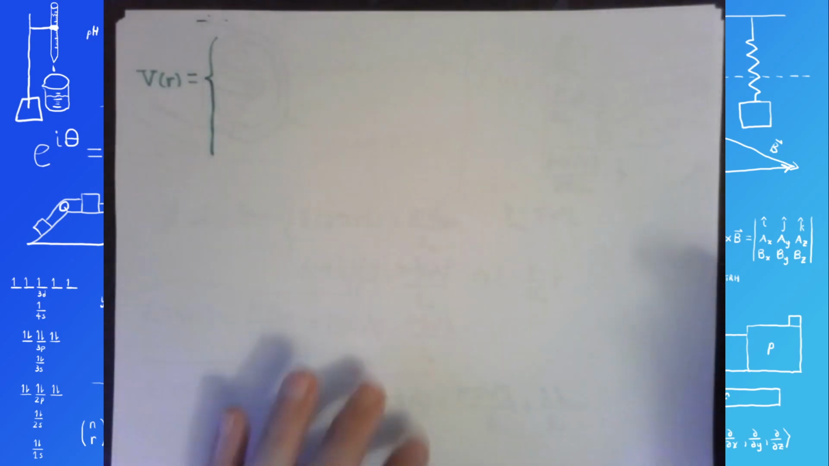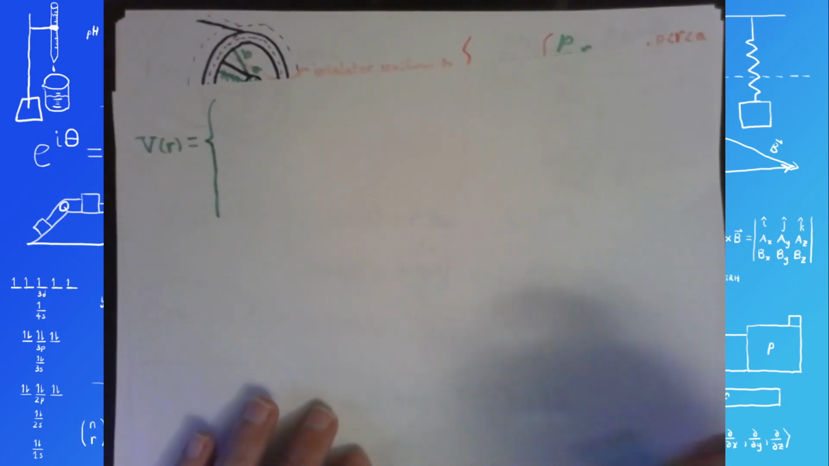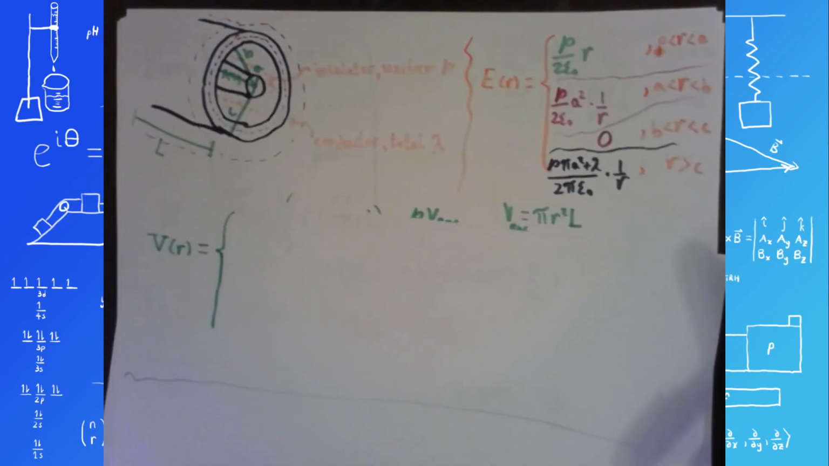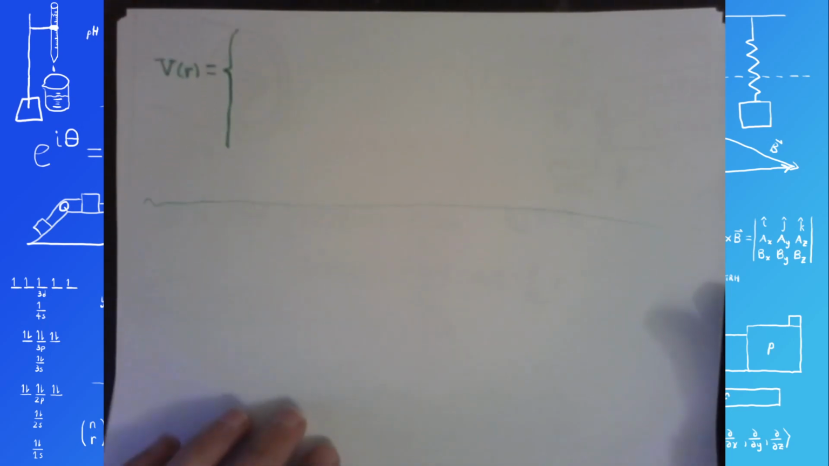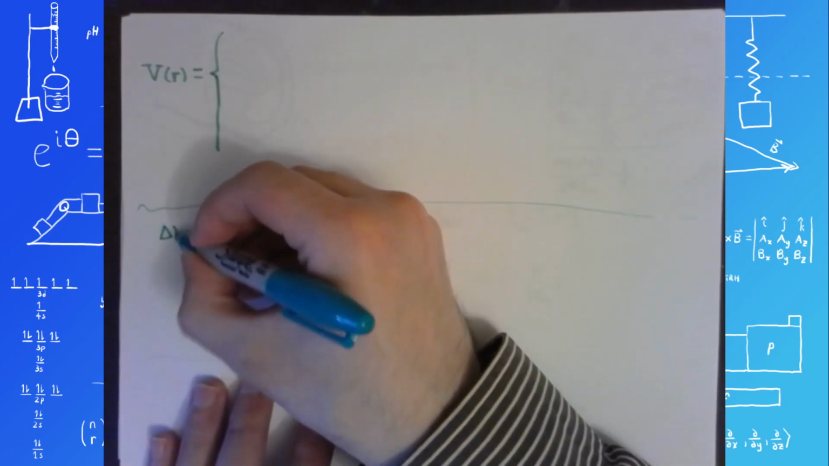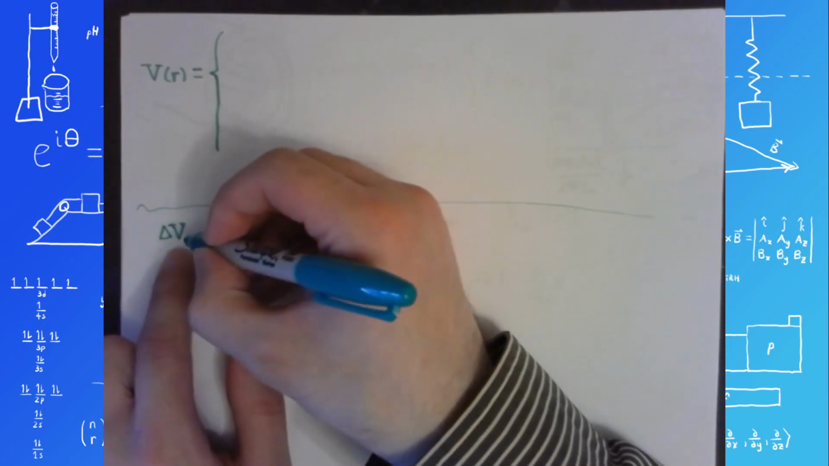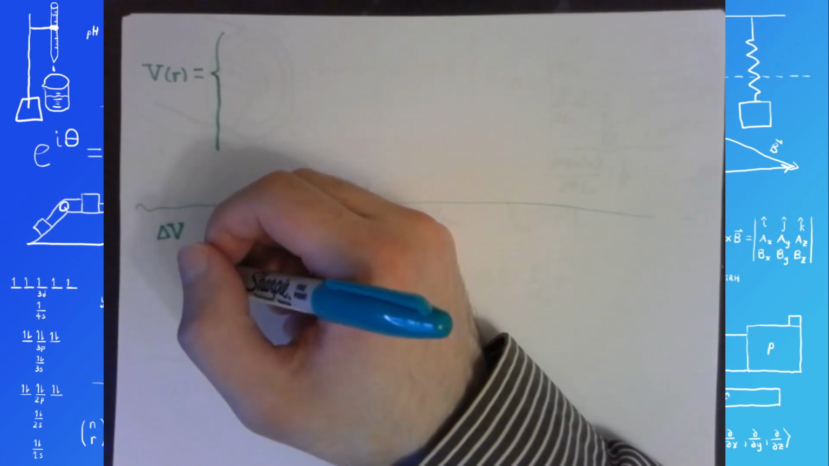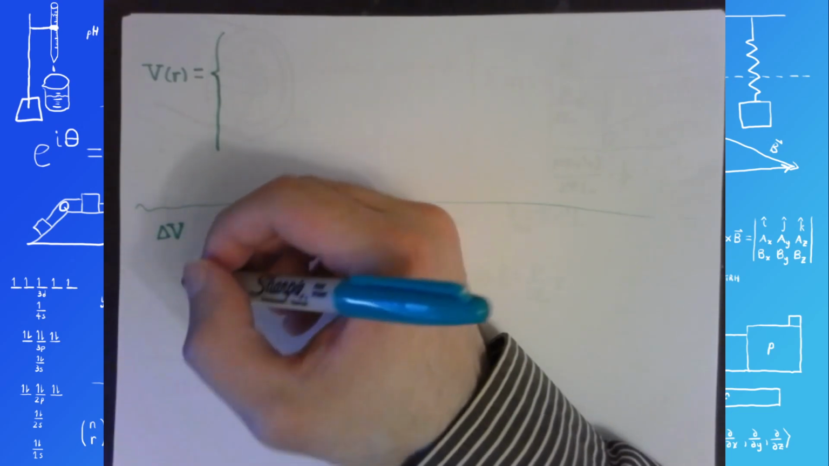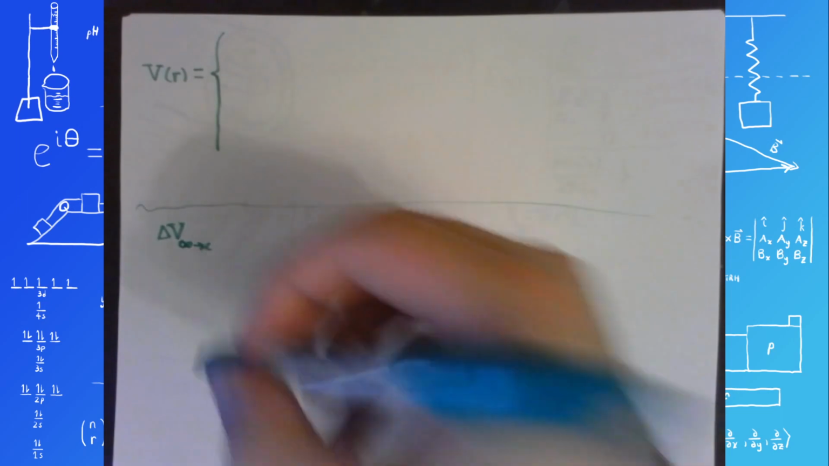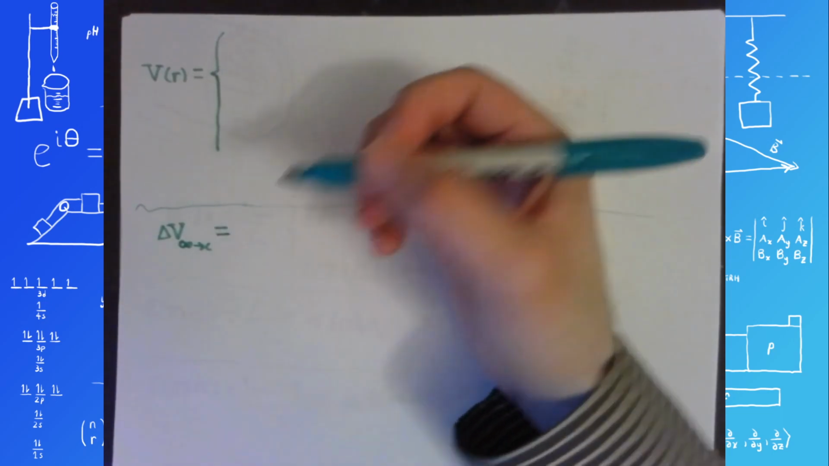I have no idea how long to make this. I'm going to do the same thing I did with the spherical situation, which is start from outside and work my way in. So, delta V, and I'm going to try and come up with a subscript for this. I want to call it delta V from infinity to C. At least that's the notation I'm going to use.